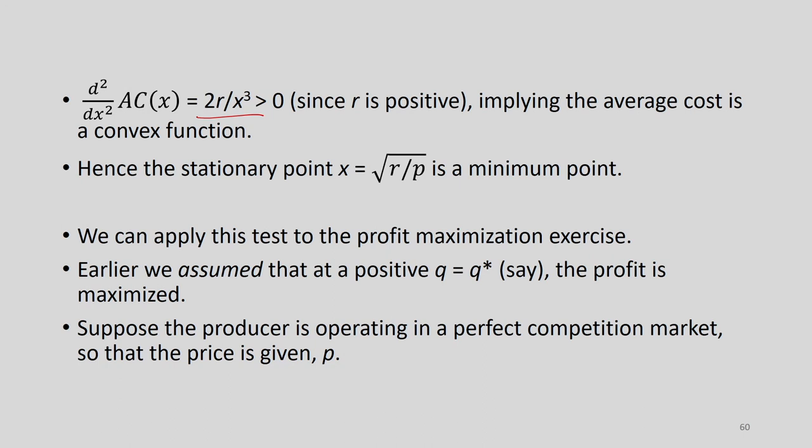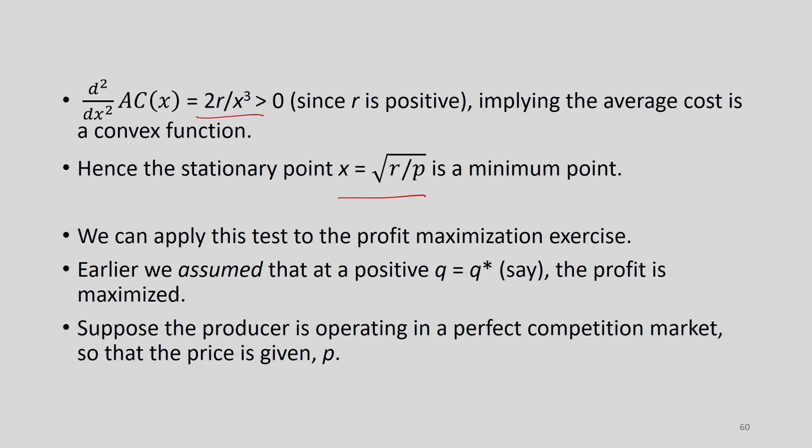So, the second derivative is positive at that point where the first derivative is satisfied, implying that the average cost is a convex function, and if you have a convex function, then we just apply that formula. If you have a convex function and if you have a stationary point, then the stationary point should give us the minimum. So, x is equal to root over r divided by p is a minimum point, proven.